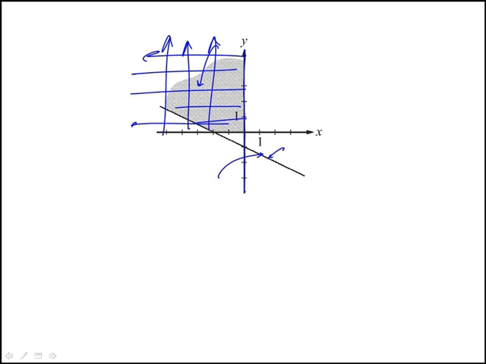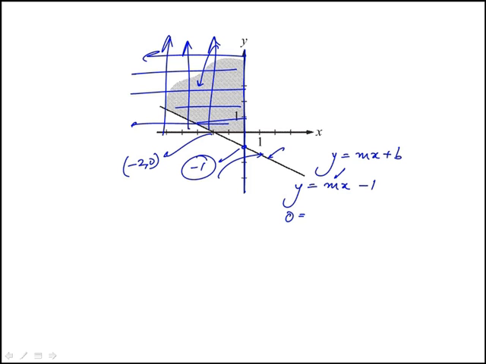So first is to find the equation of this line. We know that the y-intercept is -1, so if we start with the standard form y equals mx plus b, b is -1, and we just have to find the slope. We know that its x-intercept is -2, so it goes through (-2, 0). So when x is -2, y is 0.